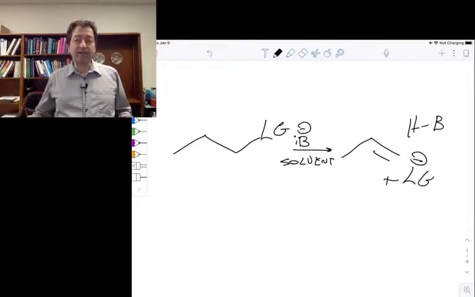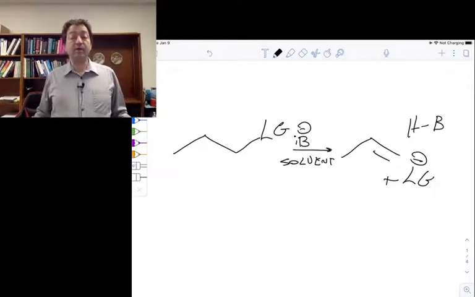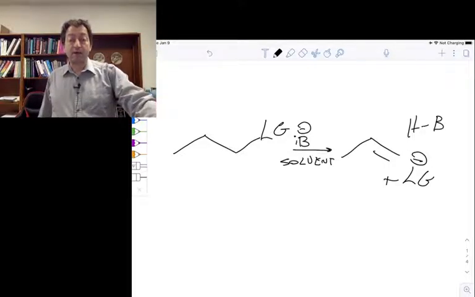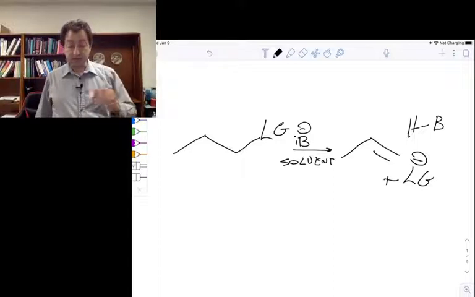We get an HB forming, so the conjugate acid of whatever base we're using to remove that proton, plus the leaving group with its full formal negative charge. And what we want to do here is take a look at some detail of the influence of the relative stability of that double bond on the outcome of this particular reaction.